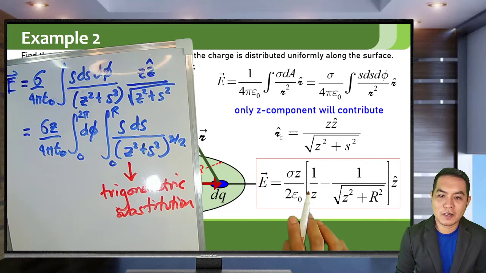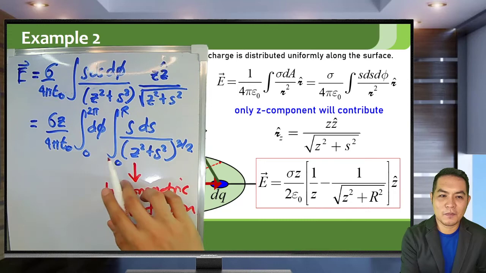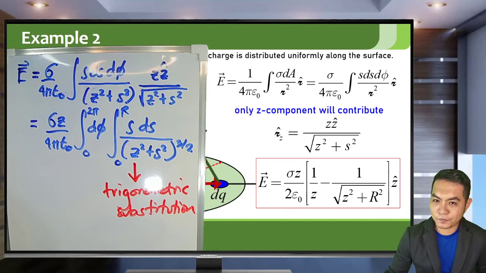So I will just leave this to you so that it will not be boring, so that you can do it on your own. So show that you will get this from this integral here. So use trigonometric substitution.